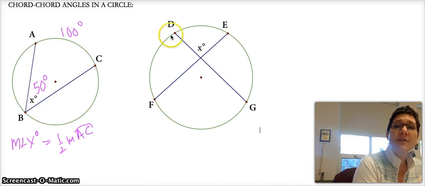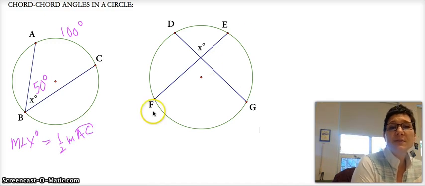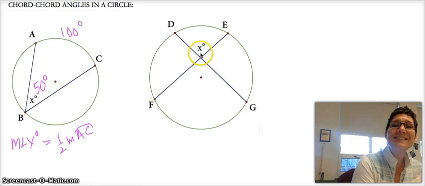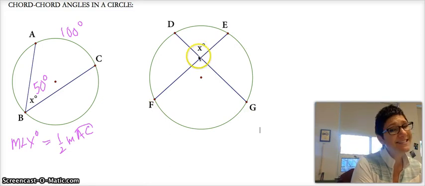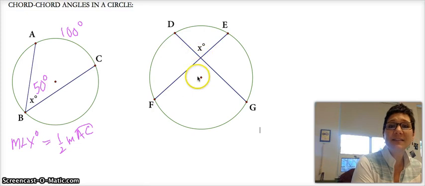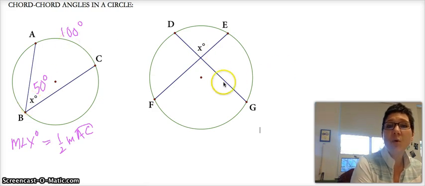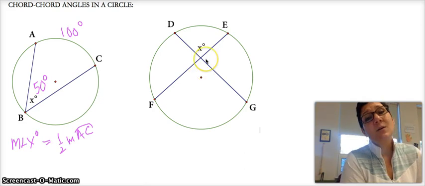Now, there's another situation where you have two chords intersecting in a circle, and if you notice, the angle doesn't sit on the circle, nor does it sit on the center of the circle. It just kind of hangs out inside the circle. Now, I'm curious to know how I would find the measure of that angle, given that its vertex isn't sitting on the circle, where I know it's definitely half, or it comes from the center, i.e. a central angle. So what's going on with that?